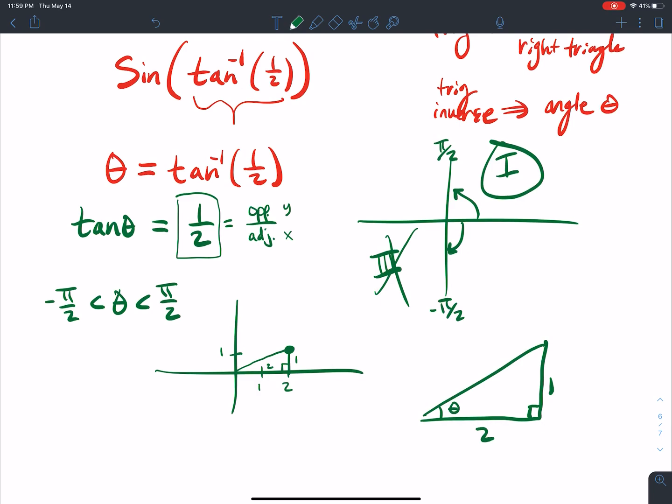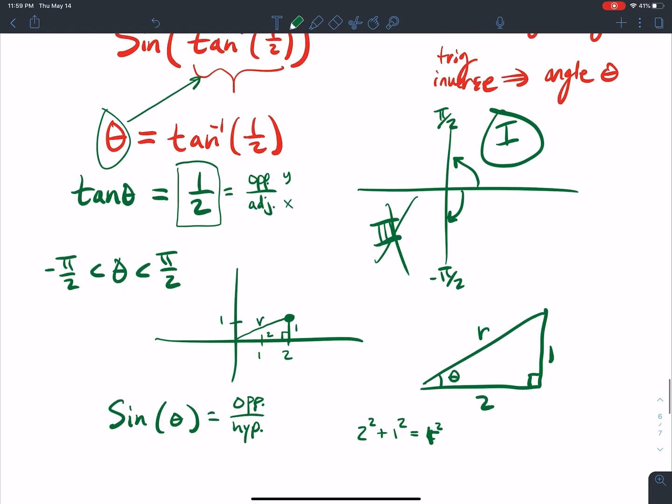Okay? Now what do I want? Theta is equal to arctangent, so I'm looking for the sine of theta. The sine of theta, SOH, opposite over hypotenuse. So what do I need? I need to know what the hypotenuse is. How do I do that? Pythagorean theorem. A squared plus b squared equals c squared. So what is the c here? That's my radius, right? That's my r. So what is that going to be? That's 4 plus 1 equals r squared. So that's 5 equals r squared. And when I take the square root, I get square root 5 here, okay, for my r.